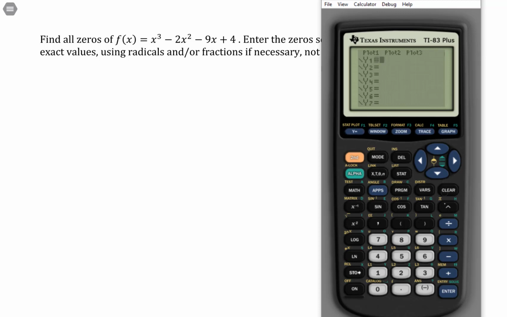So we begin by taking the polynomial and just drawing its graph on screen. So x cubed minus 2x squared minus 9x plus 4. To graph it, we'll make sure we're using the standard viewing window, so I'm going to hit zoom, and then the sixth item down is zoom standard, which just sets the viewing window from -10 to +10.